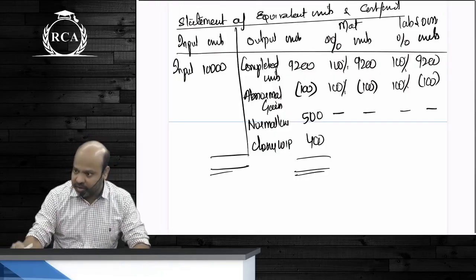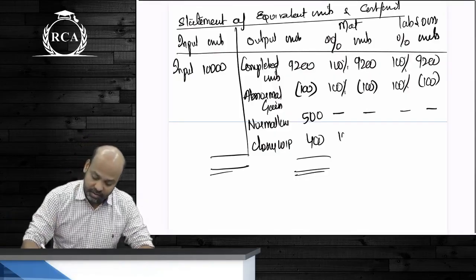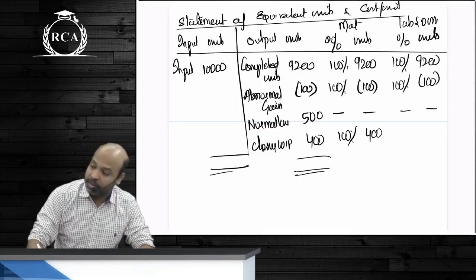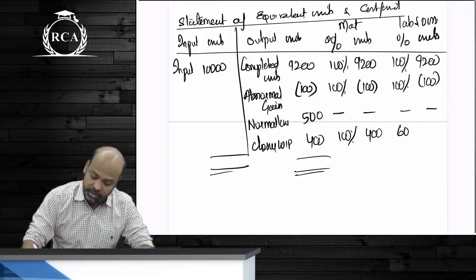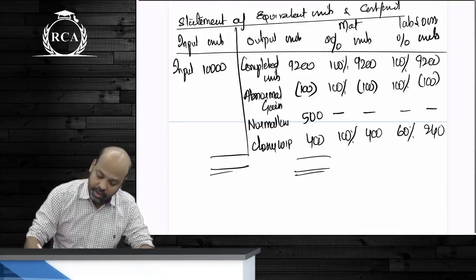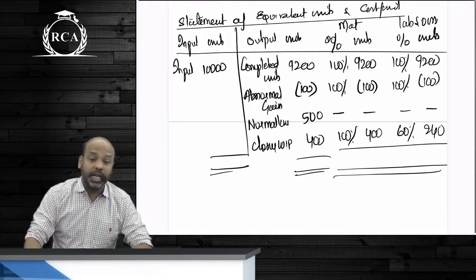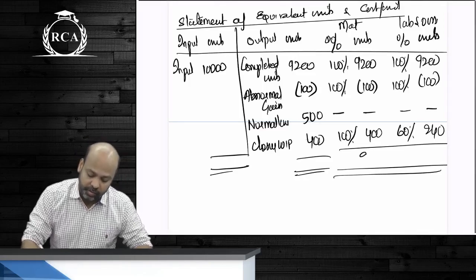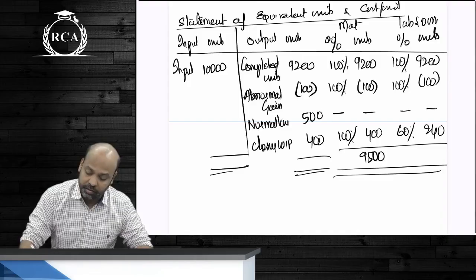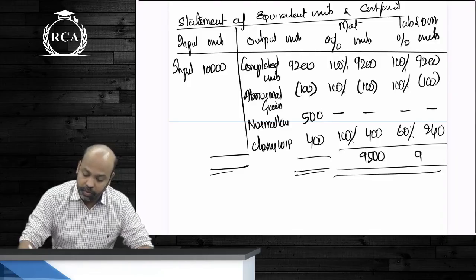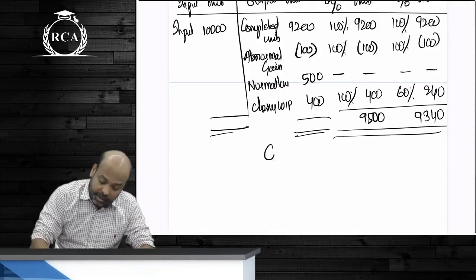Yes or no, guys? Closing work in progress: 100% for material and how much for labor and overheads? 60%, 240 units. So my equivalent units for material will become 9,500. For labor and overheads, 9,340 units. The rest of the lecture is the same.